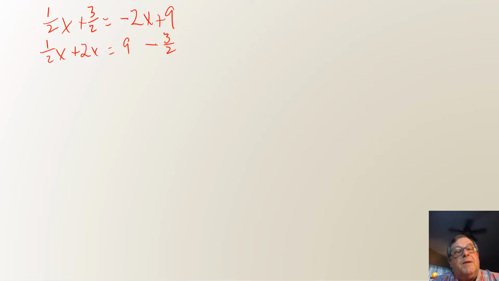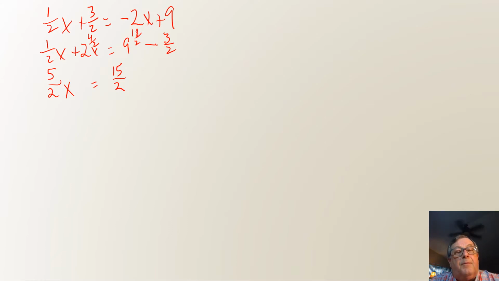All right, let's see. So 1/2 x plus 2x, well, 2x is the same as 4 over 2, right? And so 1 over 2 plus 4 over 2 would give me 5 over 2 x. And 9 is the same as 18 over 2. So 18 over 2 minus 3 over 2 is going to give me 15 over 2.